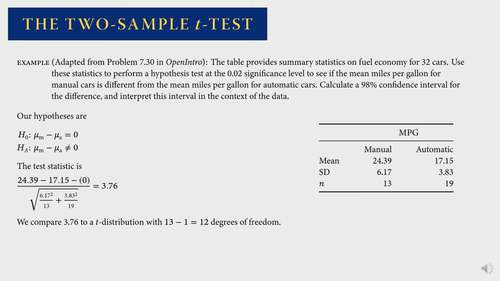I compute the test statistic according to the formula. Under the null hypothesis, this statistic follows a t-distribution. I'm doing this by hand, so I'll get the degrees of freedom from the minimum sample size method. The smallest sample size is 13. 13 minus 1 equals 12. My degrees of freedom are 12.